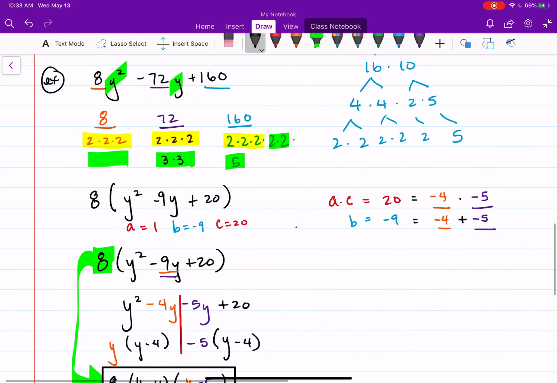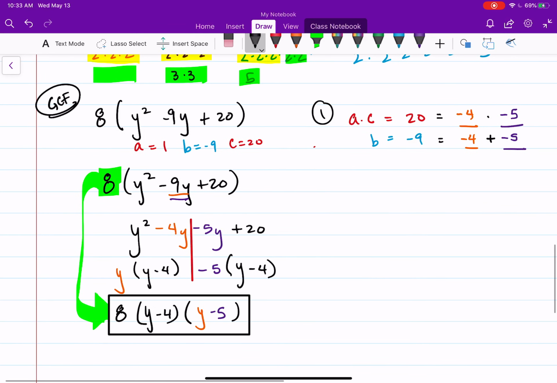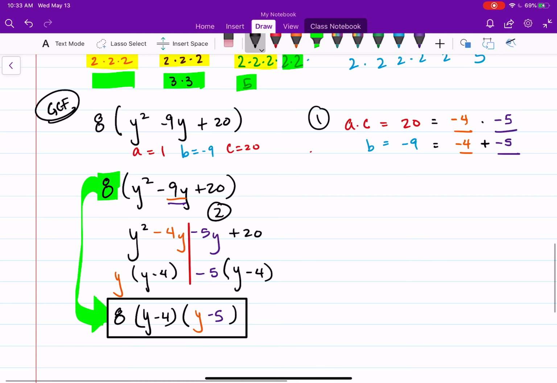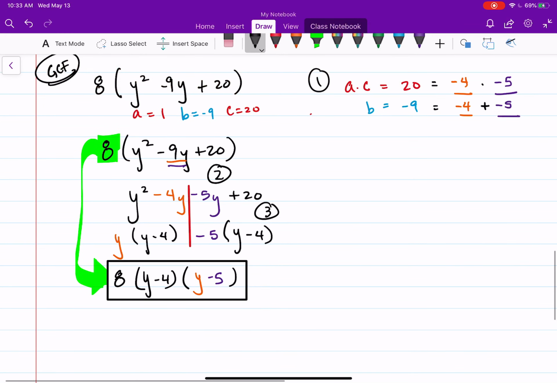How do I do this? So this is the GCF, which is really what we call step 1. Then this is the step 1 for the trinomial. This is the step 2. And then the step 3. Okay? So there you go.